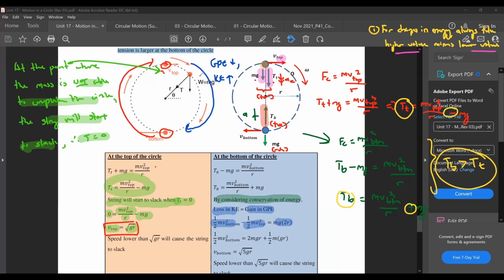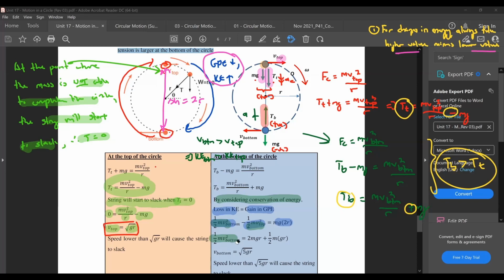So here, how do I know which one is higher, which one is lower? Just now I mentioned to you, GPE drops, KE increases, the velocity at the bottom will be more than the velocity at the top. This in turn tells you KE at the bottom will be more than the KE at the top. So the bottom KE is the larger value. That's why I take half mv bottom squared minus half mv top squared. And then my change in GPE is mg delta h, where delta h is 2r. Okay, so you get that equation.